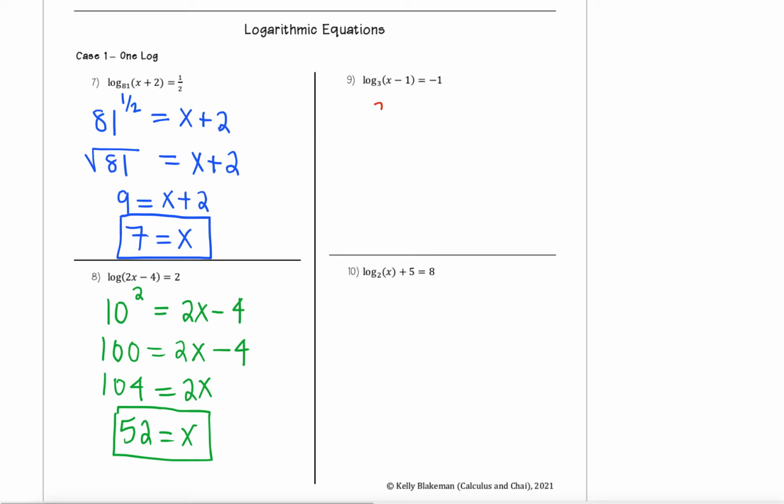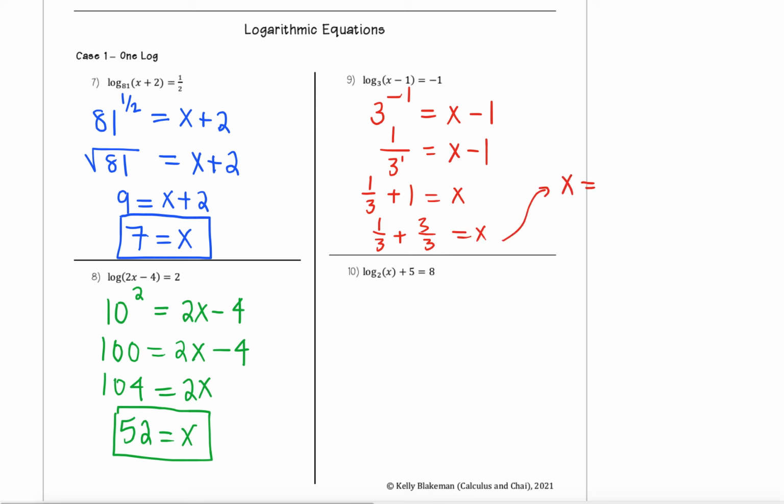So in exponential form, we'll have a base of 3 to the negative first equals x minus 1. Now, to simplify the 3 to the negative first, we'll want to rewrite that to be 1 over 3 to the positive 1 by flipping it from the numerator to the denominator. From here, to get x by itself, we want to add 1, so we get 1/3 plus 1 equals x. In order to combine those two, I need a common denominator, so we can rewrite the 1 as 3 over 3, and then we get our value by adding our two numerators to get x equaling 4/3, since we had that common denominator.